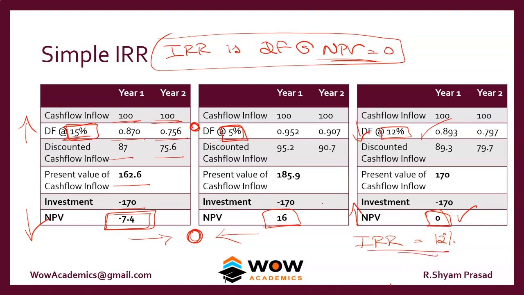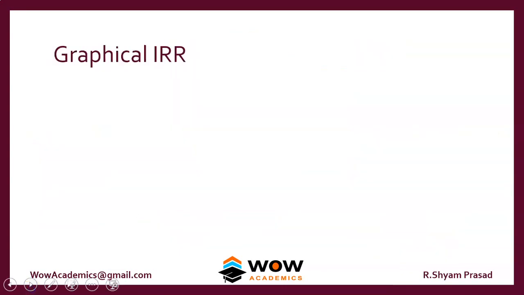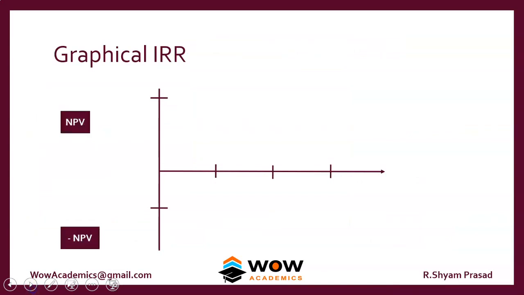Let us discuss the same logic with the graph. So in a graph, we will take a plot like this. This axis we'll take as NPV. This side is positive NPV and this side is negative NPV. This axis we'll take as the discount factor, and we'll mark the center point as 0. So it's a 0 NPV and also the 0 discount factor, this point.